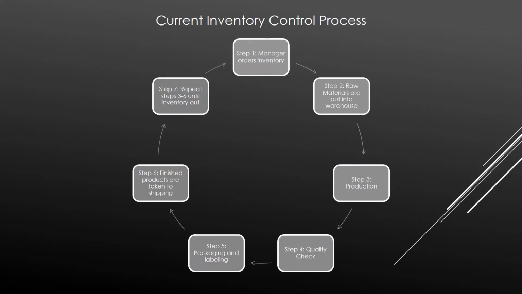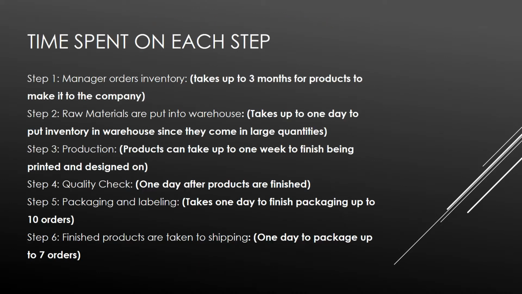The current process is as follows. Step 1. Manager orders inventory. Step 2. Raw materials are put into warehouse. Step 3. Production. Step 4. Quality check. Step 5. Packaging and labeling. Step 6. Finished products are taken to shipping. Step 7. Repeats steps 3 and 6 until inventory is out.